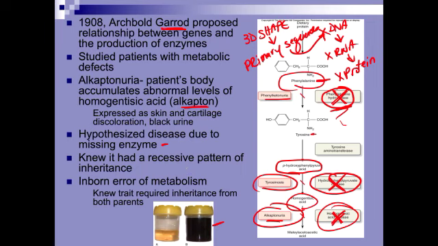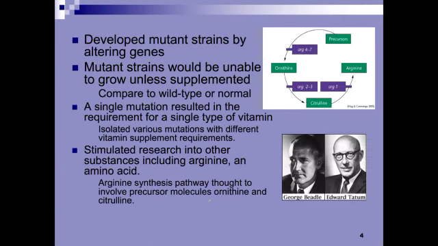Because this was an inherited pattern that he observed, he knew that if the patient inherited this trait, he had to get it from both parents. So he referred to this as an inborn error of metabolism. Now, this whole idea of inborn error of metabolism and this idea of looking at metabolic pathways to observe genetic mutations was really kind of catching on.